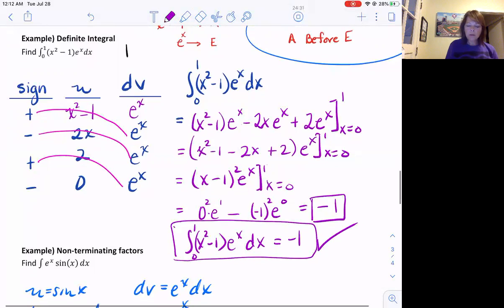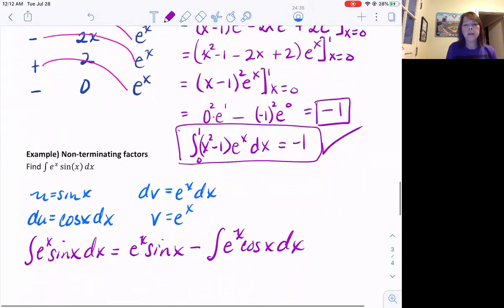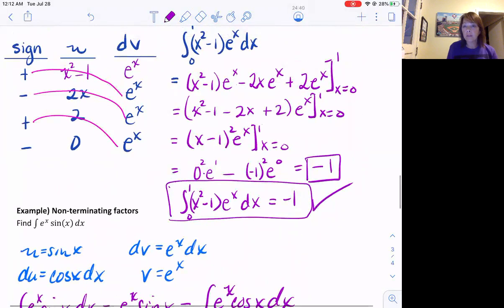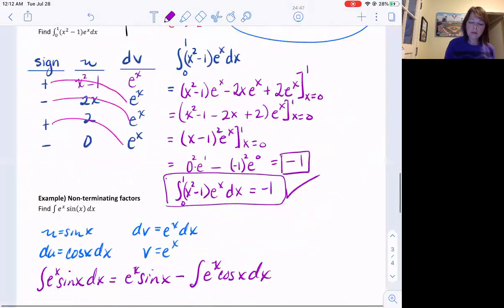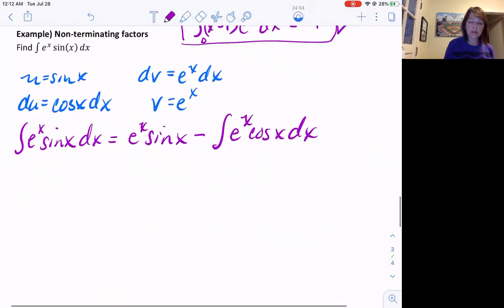Okay, here's another problem that I want to handle. It's slightly different. And if you want to pause your video, by the way, if you feel that this is going too fast, just pause your video and go back and review the parts that maybe you had difficulty with. Okay, so this last one is dealing with non-terminating factors.